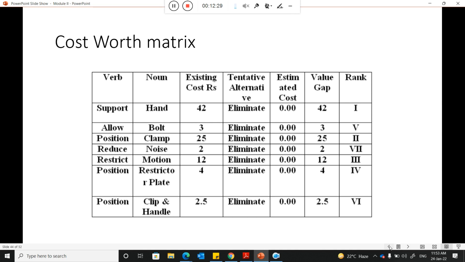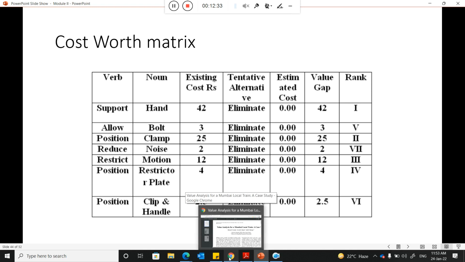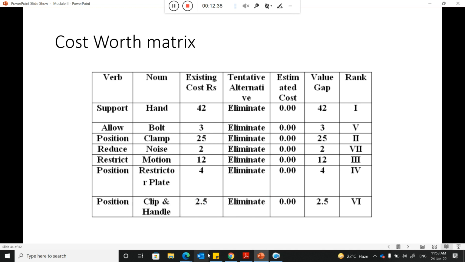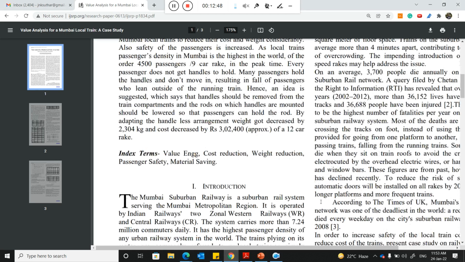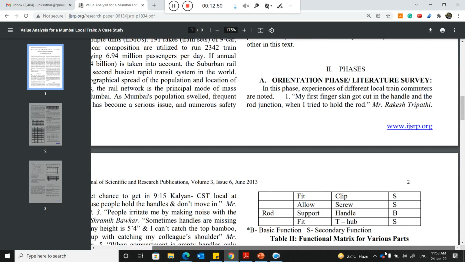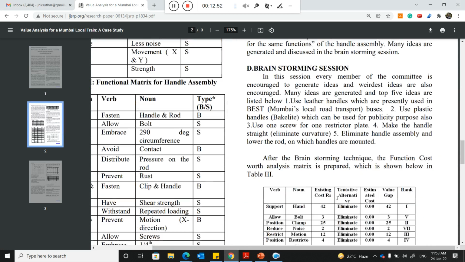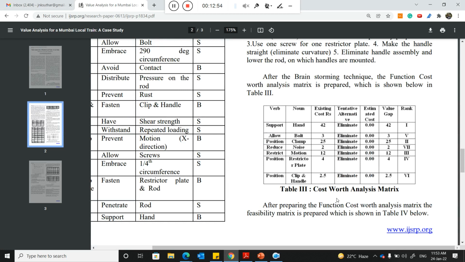Okay, so after that the brainstorming is done, so now you have all the alternatives. Then what is the cost and worth of each component utilized in that particular product, that you need to identify. So I again go to that particular article, so you will understand, and I will share this article, so please go through it. Okay, this is the cost and worth analysis.